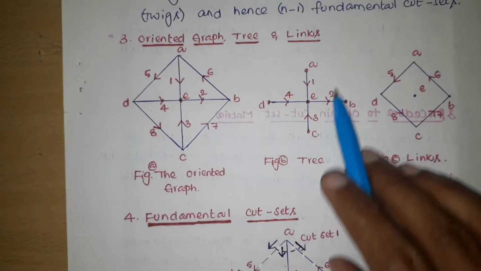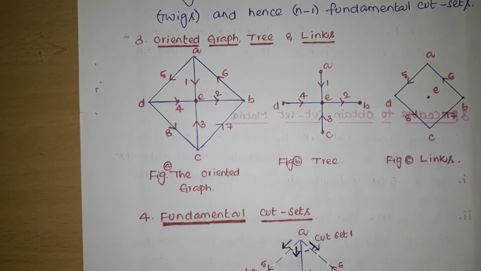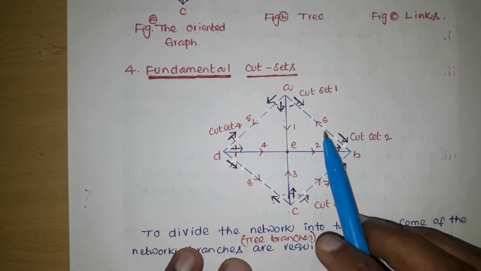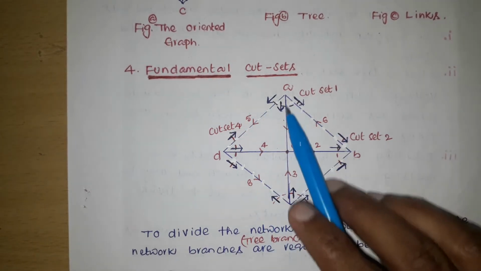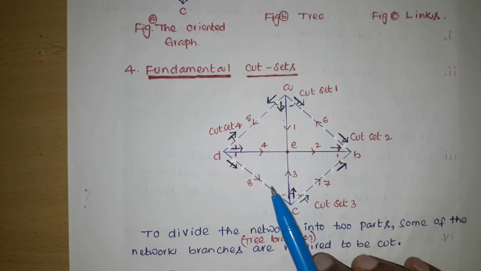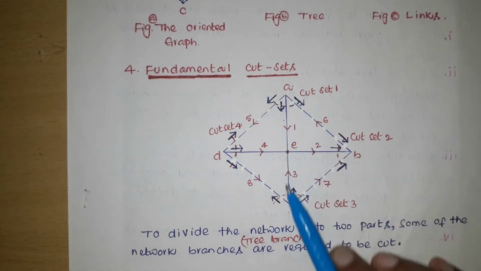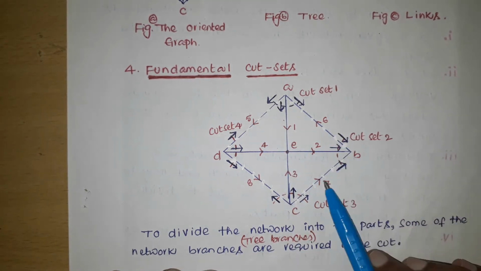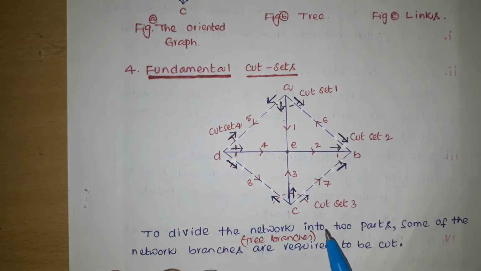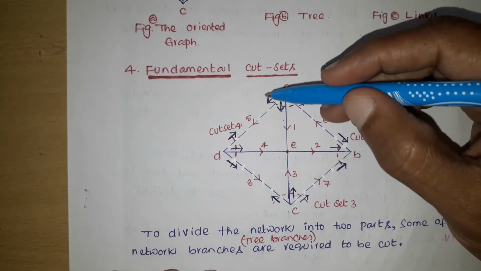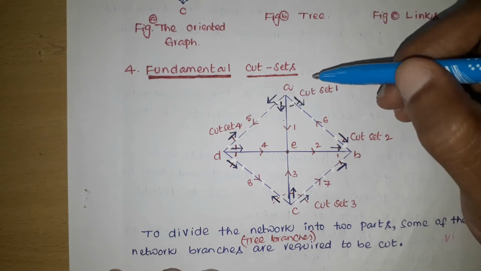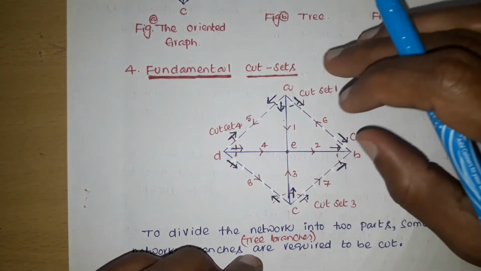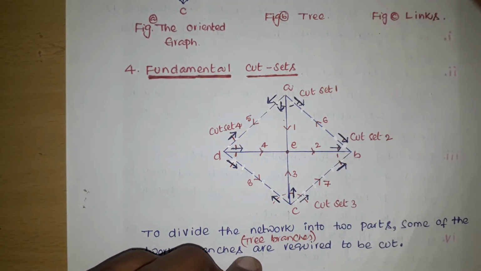So here we can represent this oriented graph with the twigs as well as links like this. Twigs are shown with the thick line and the links are shown with the dotted lines. So 1, 2, 3, 4 are twigs and 5, 6, 7, 8 are links. Each time we have to cut one twig and some links such that the entire oriented graph divides into two parts.